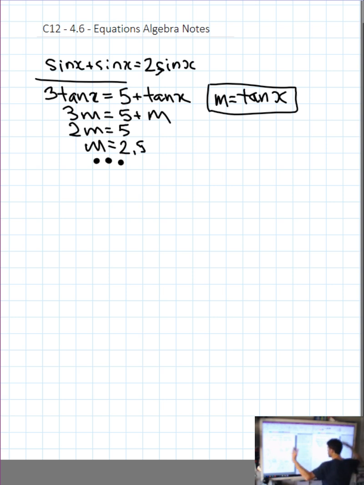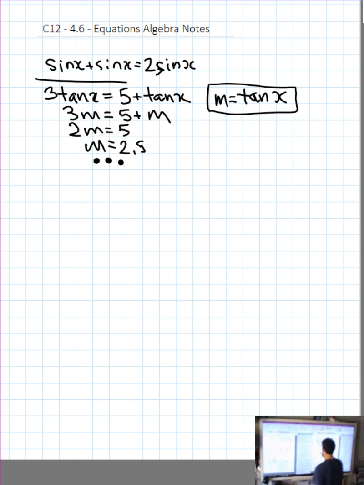Tan's positive. 2 triangles where tan's positive. Do the inverse calculation, second tan on the calculator. Give it your reference angle. Put the reference angle in both locations. Put your arrows in. And then figure out what x is equal to. Remember, if they give you a period or a domain, make sure you act accordingly.